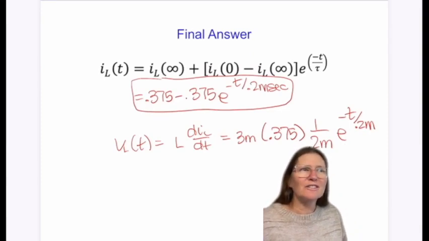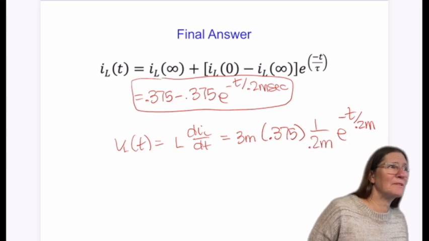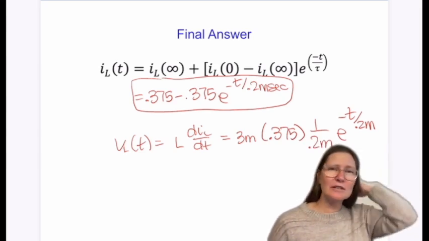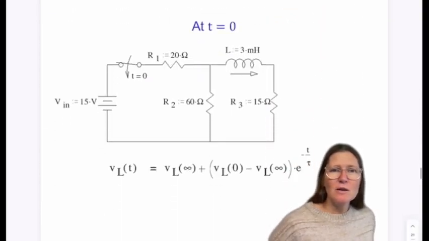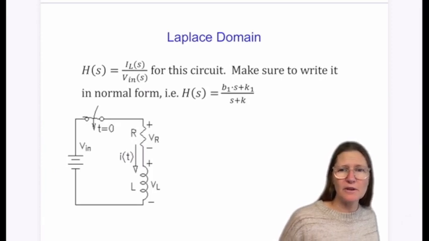Okay, questions on this? Guys feeling a little more comfortable? Okay, so homework tonight to get more practice with that. I'm just going to quickly go through one more step that you can do.